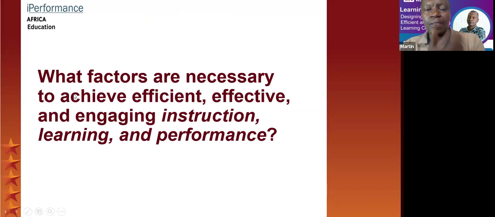Now I want to throw this question to the audience. What factors do you think are necessary to achieve efficient, effective, and engaging instruction and learning and performance? We can share that on chat. What factors do we think are necessary to achieve effective and efficient learning? Let's share that on chat. And those joining, we are talking about how to design effective, efficient, and engaging learning.